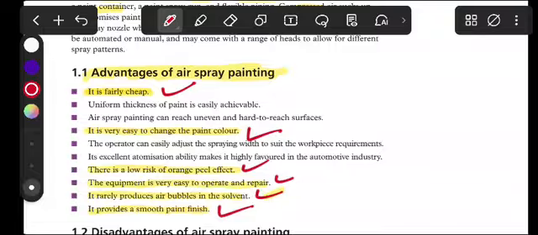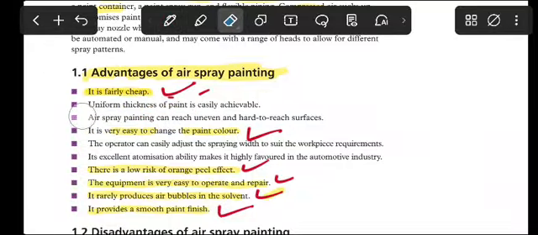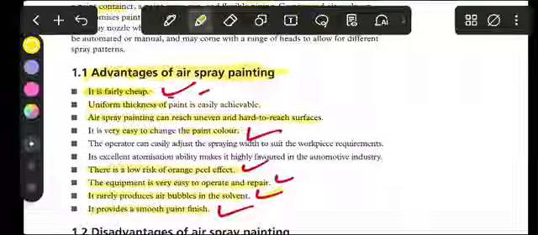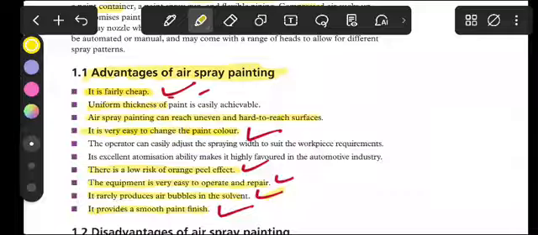You see, uniform thickness of paint, right? Uniform thickness of spray is easily achievable. Air spray painting can reach unevenly and hard-to-reach surfaces. It is easy to change the paint we've discussed.